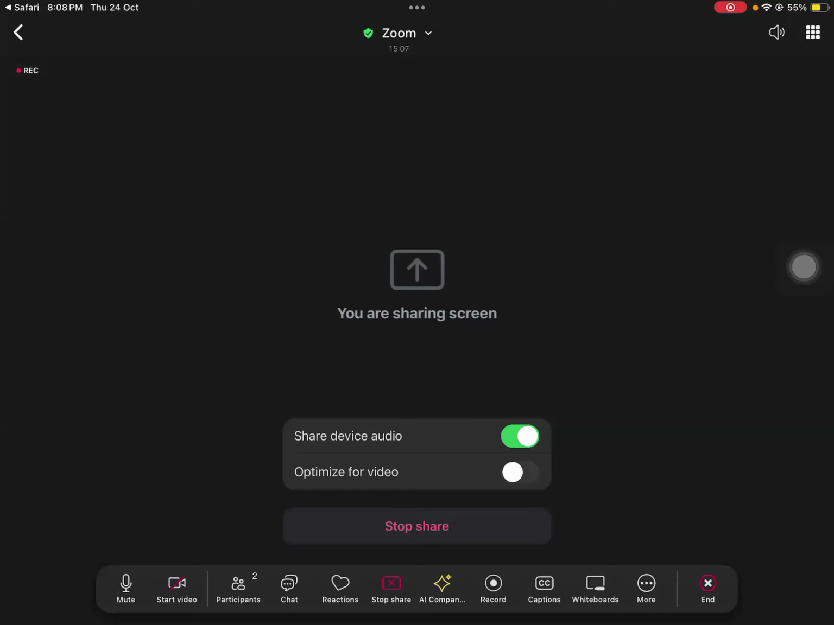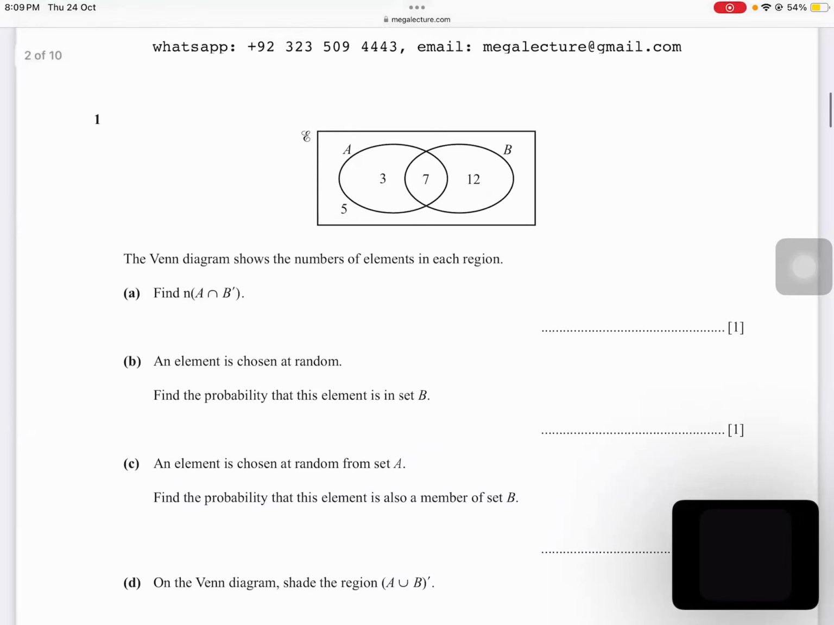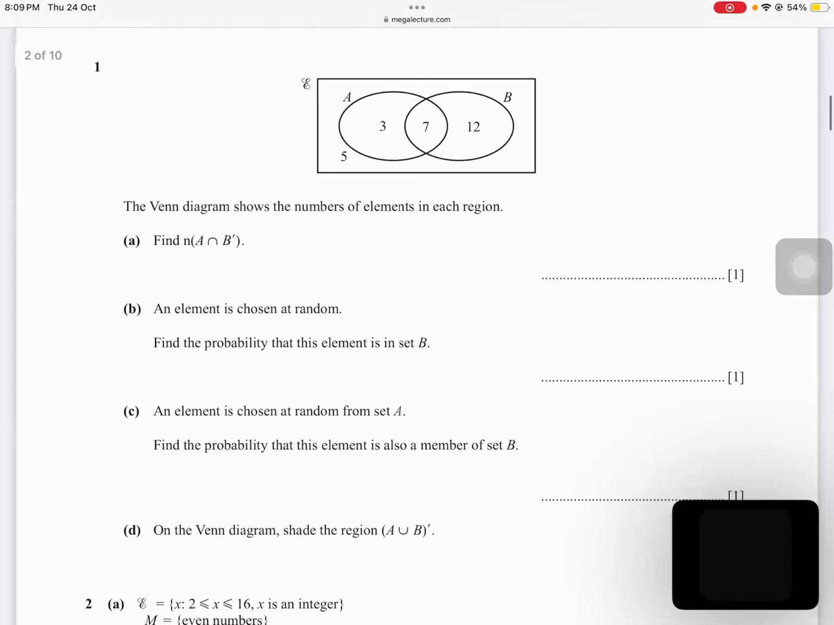Can you see the screen? Yeah. Can you see the screen? Yeah. Okay.